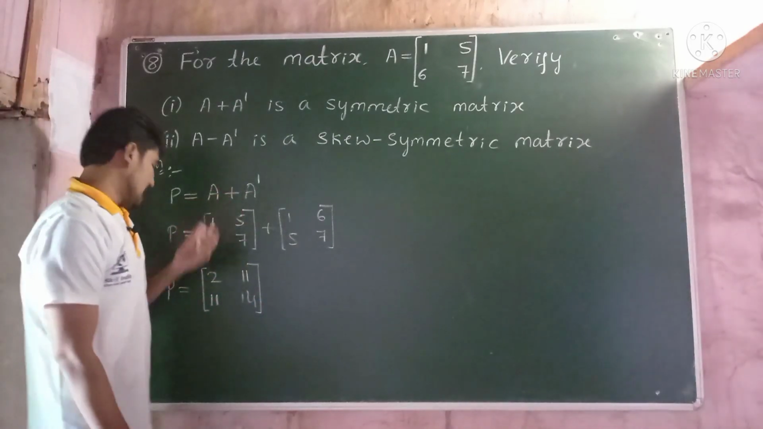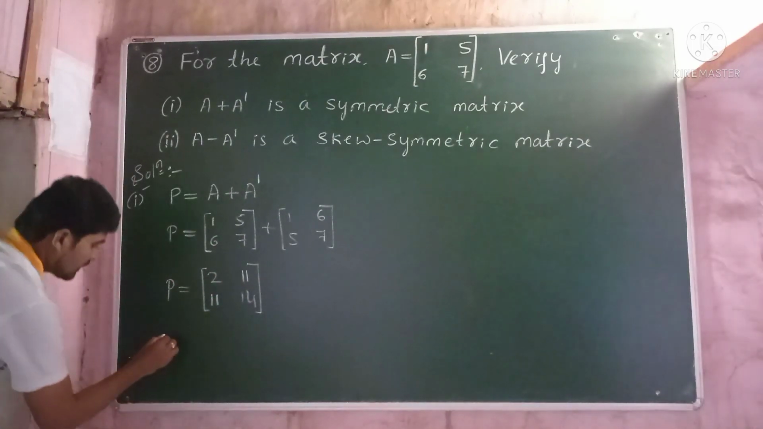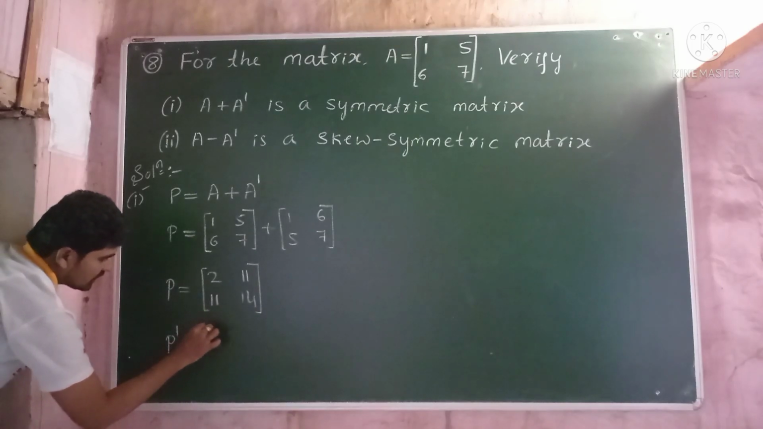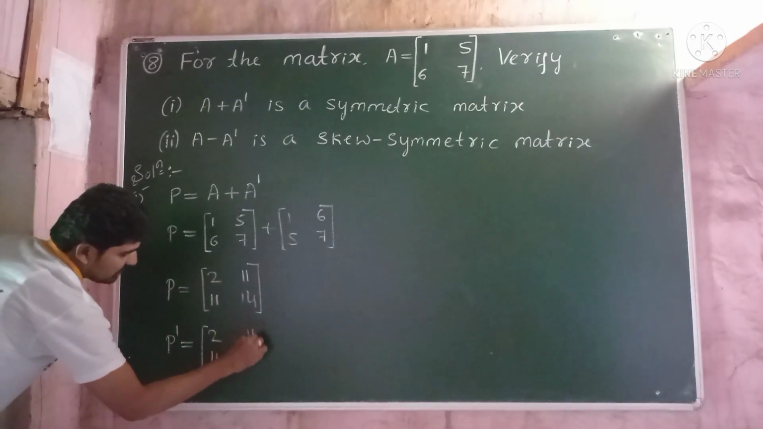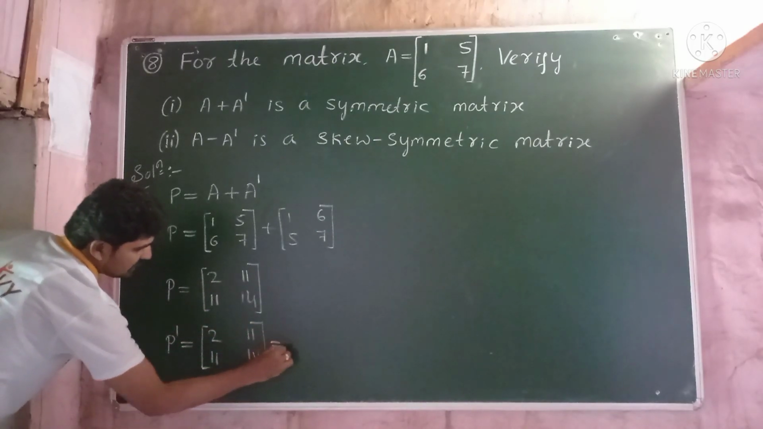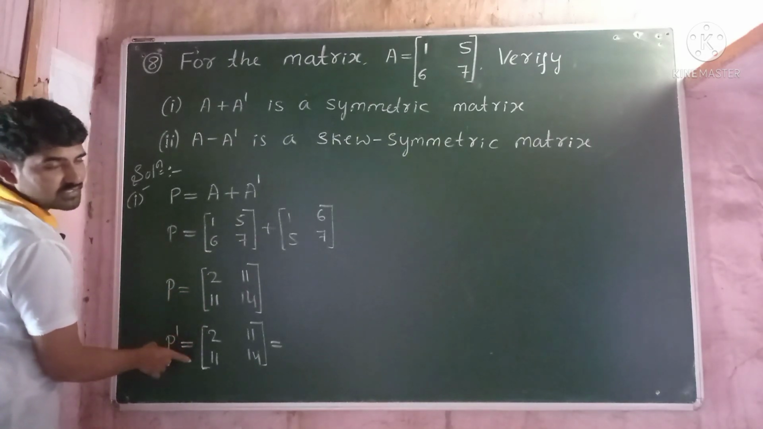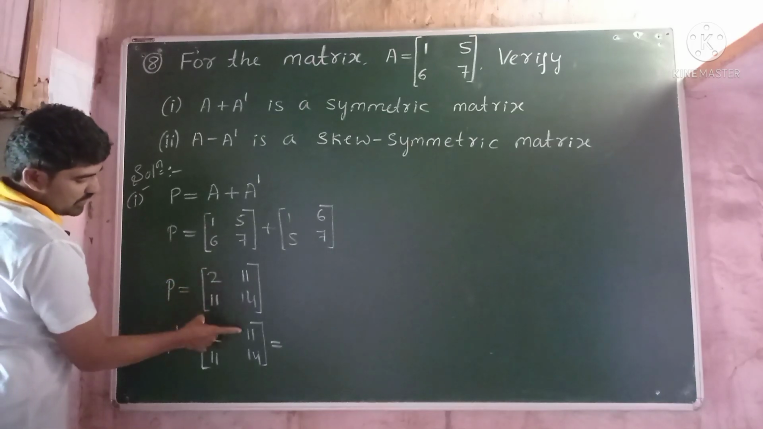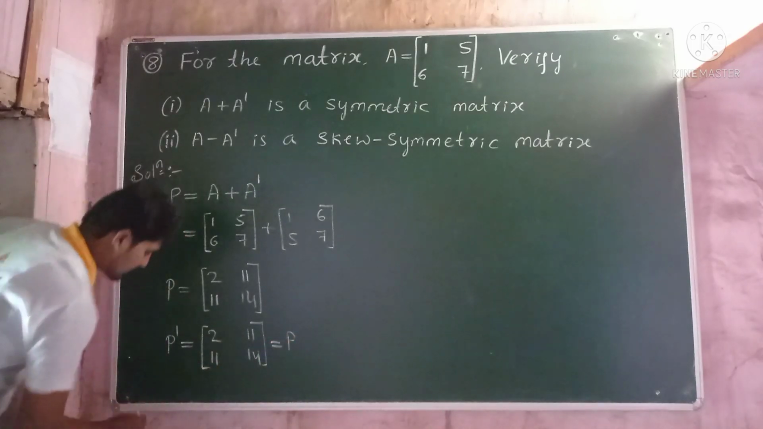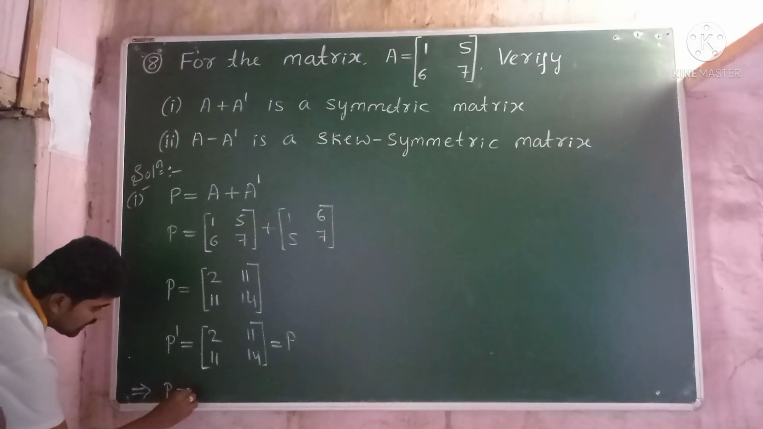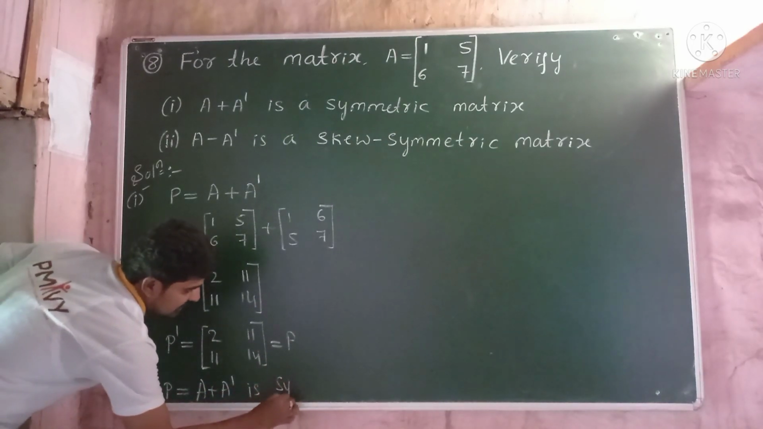Now to prove P is symmetric, we need to find the transpose of the matrix P. Therefore P dash equals, first row becomes first column, second row becomes second column. You may observe here that this matrix P dash is equal to the matrix P, because corresponding elements of both matrices are equal: 2, 2, 11, 11, 11, 11, 14, 14. Therefore this is equal to the matrix P. Hence matrix P, and hence matrix A plus A dash, is a symmetric matrix.